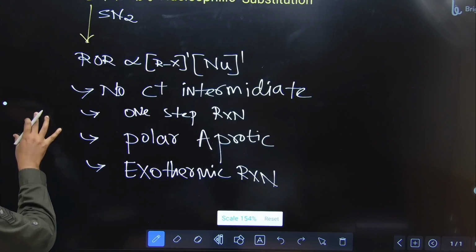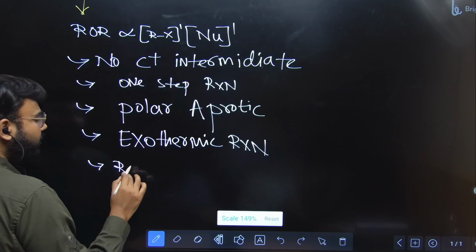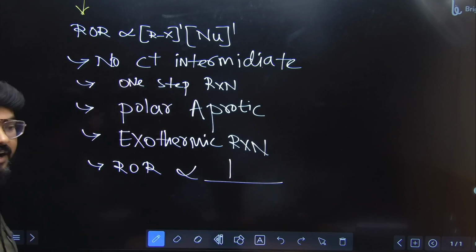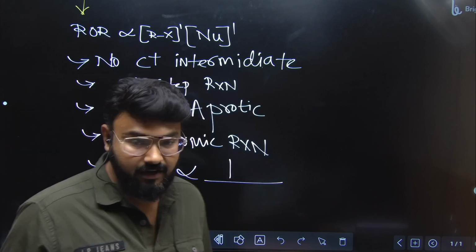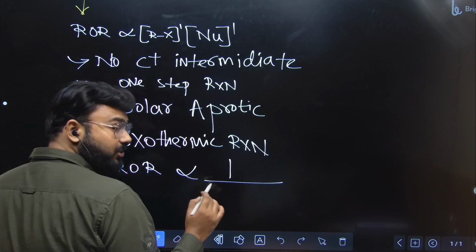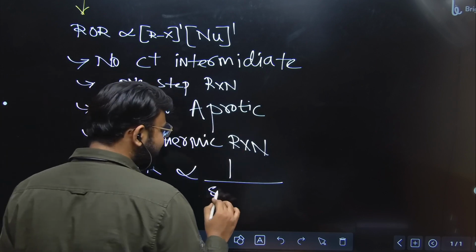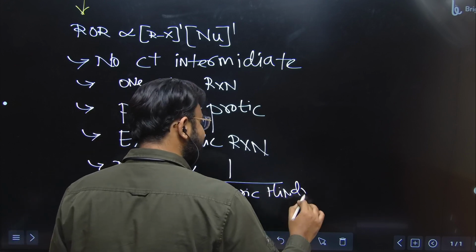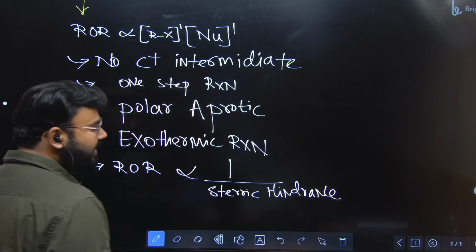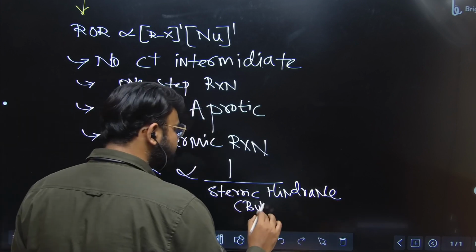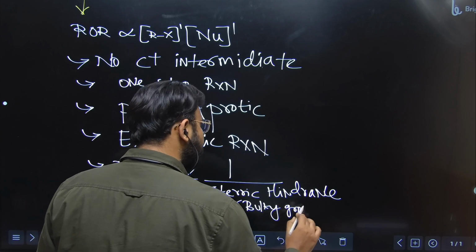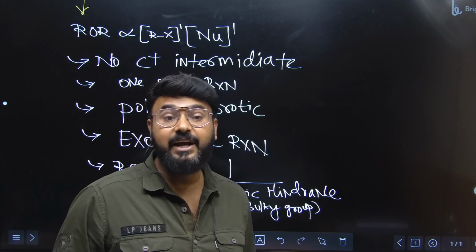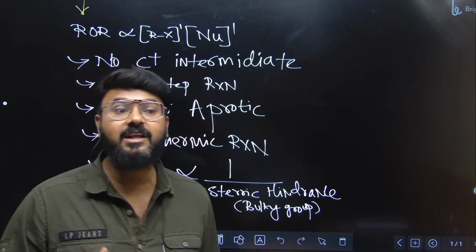Guys, write it down. The rate of reaction is inversely proportional to, understand here, there's no carbocation, don't do 3 to 1. It is inversely proportional to steric hindrance, yes. Steric hindrance means bulky group. Do remember, if there is a bigger alkyl group, like a 3-degree alkyl halide, it will be the slowest.